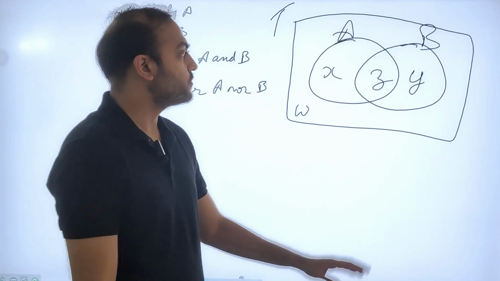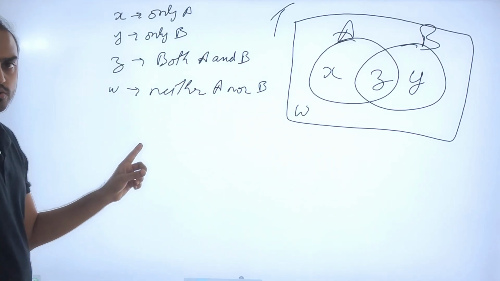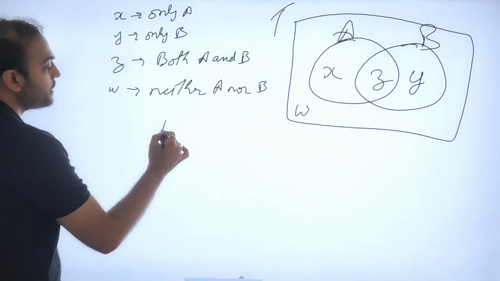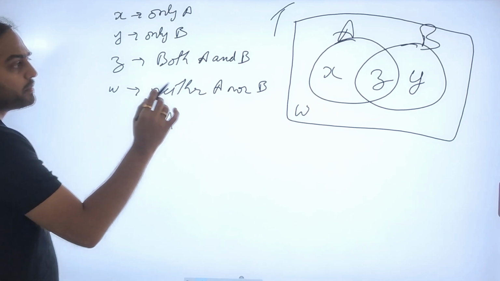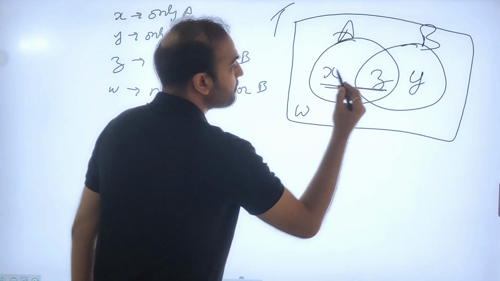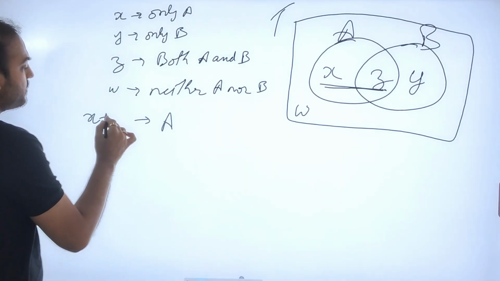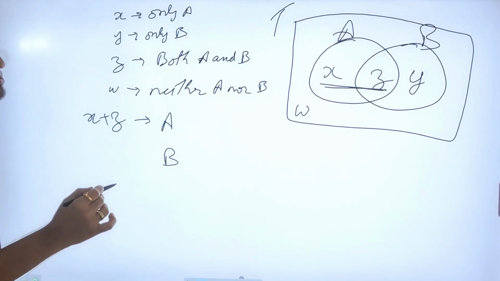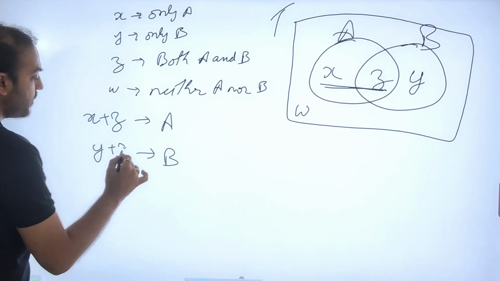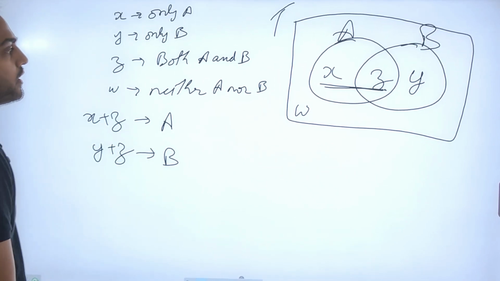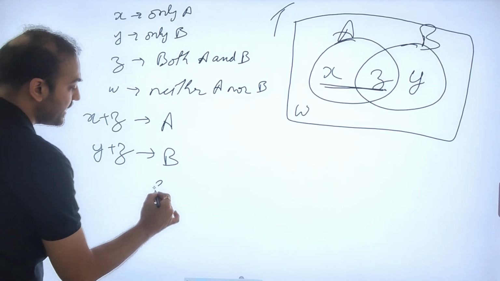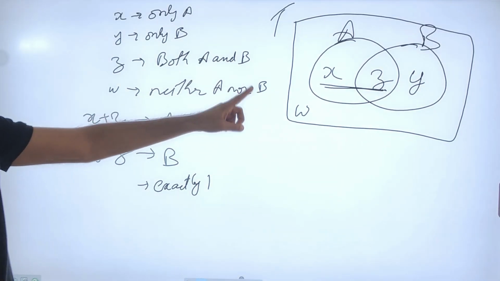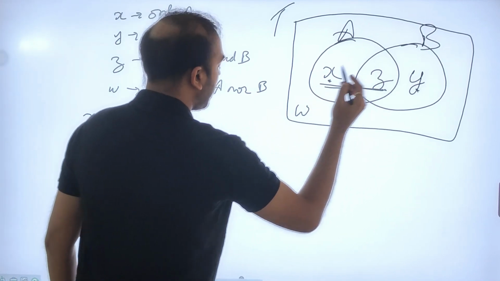We have already seen the meaning of X, Y, Z and W. Let's think about this in more detail. If we ask how many people belong to set A, they are part of the entire A, so that is X plus Z. Likewise, people belonging to set B will be Y plus Z. People belonging to exactly one set, see who all belong to exactly one. That is X and Y, so X plus Y.